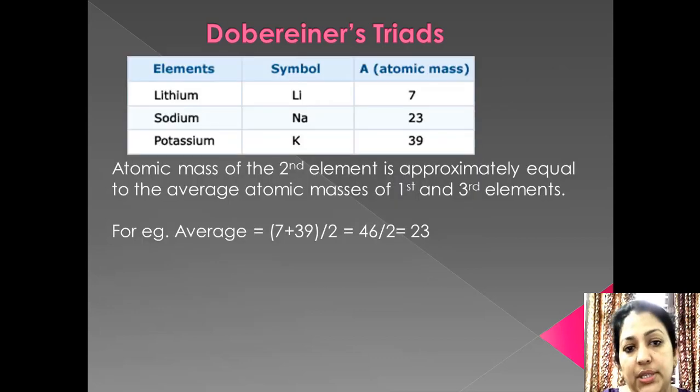One important point to be noted about Dobereiner's triad is, he found that the atomic mass of the second element in this triad, which is sodium, is the average mass of the other 2 elements, the first and third element. For example, if you take the average atomic mass of lithium and potassium, which is 7 and 39, you get (7 + 39) / 2, which is 46 / 2, so you get 23. Which is exactly the atomic mass of sodium.